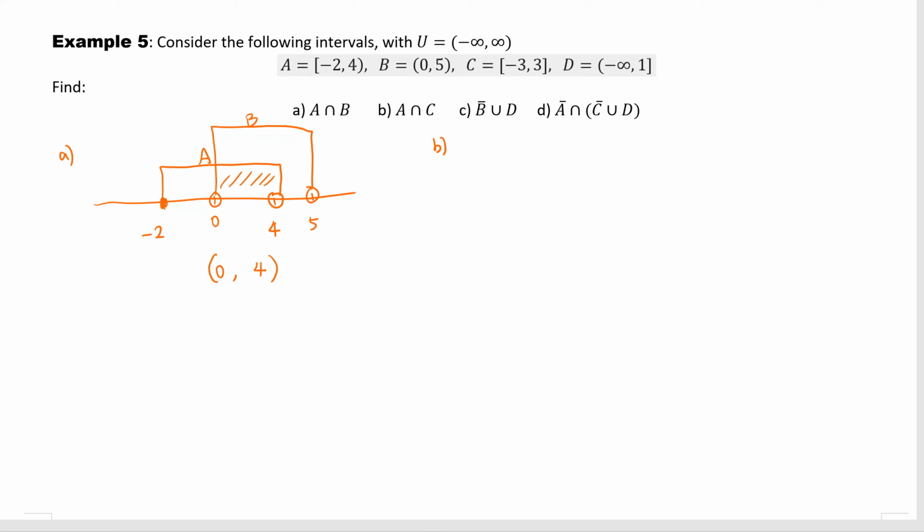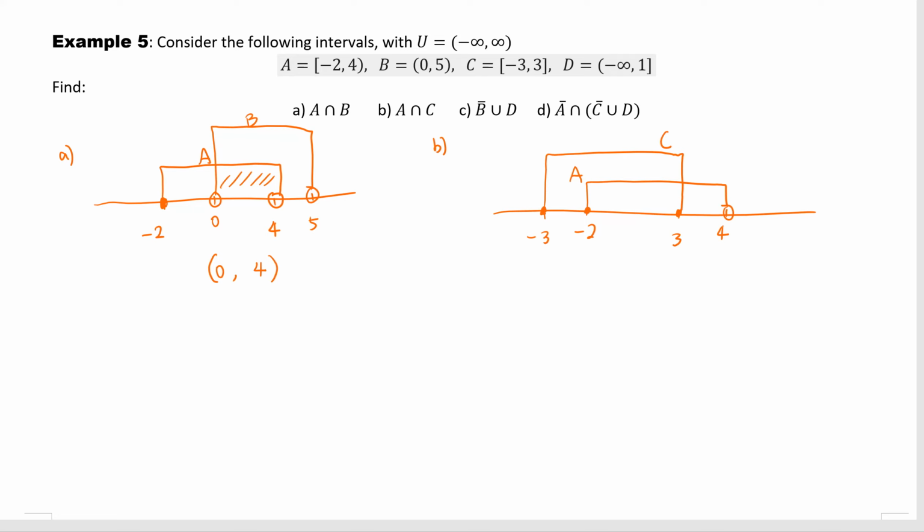All right, let's look at part C. So let's draw the real number line again. This is our universal set. And then A is negative 2 and 4, right? And do we include negative 2? Yes. Do we include the 4? No. So this is our A. C is negative 3 to 3. Where's negative 3? Negative 3 is actually smaller than negative 2, so on the left. And 3 is less than 4 here. Do we include them? Yes, because it's brackets, so we include those points. And this is C.